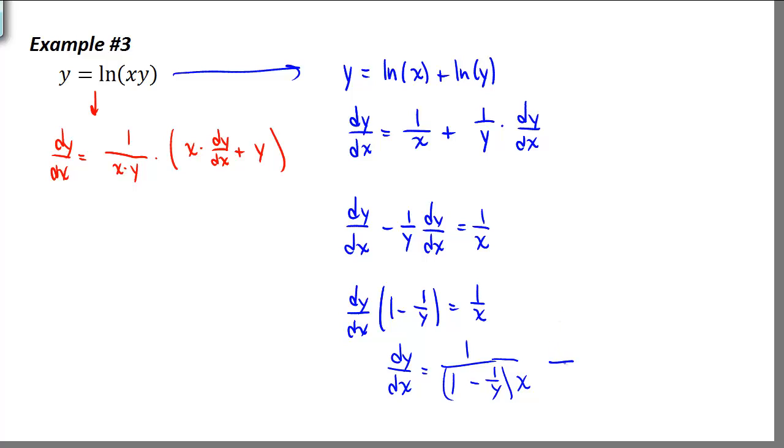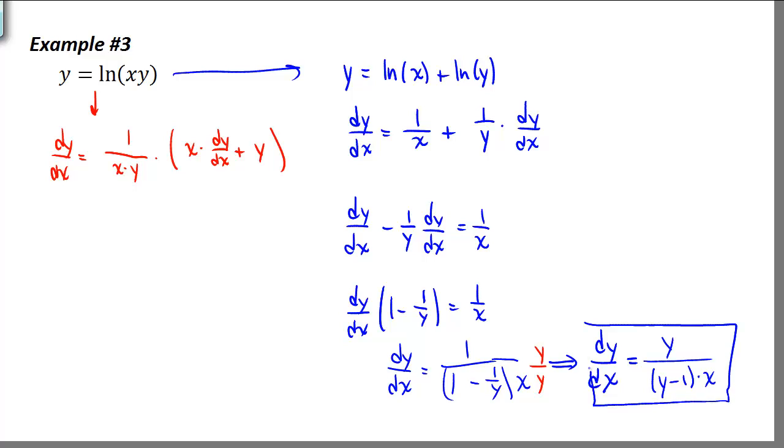And just clear out the fraction and the fraction there, multiply everything by y. Numerator and denominator by y. And it should give us y over y minus 1 times x. Probably a little bit easier than if we went the other way. But we should get the same answer.